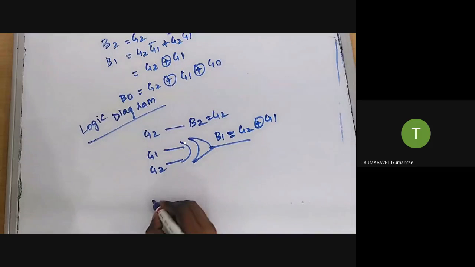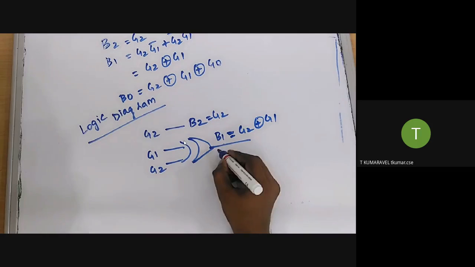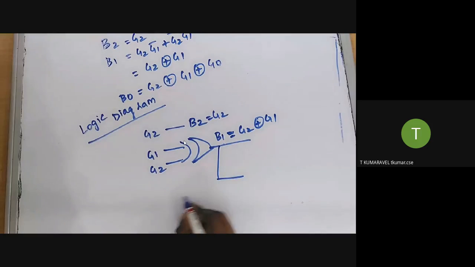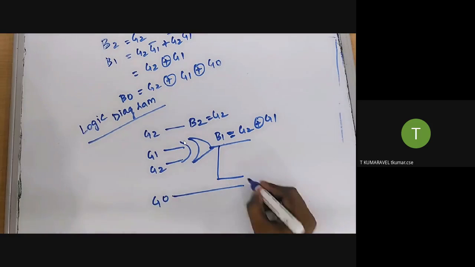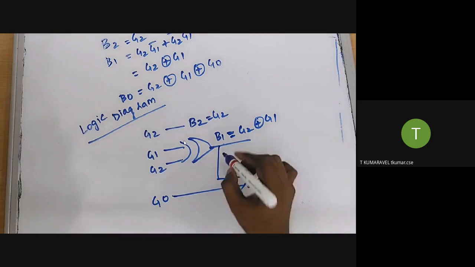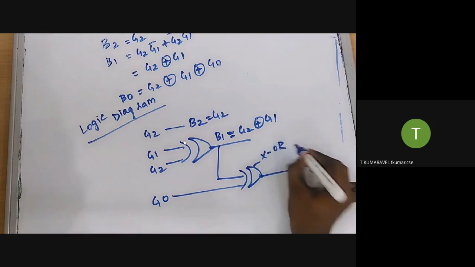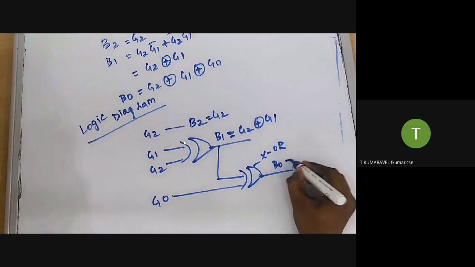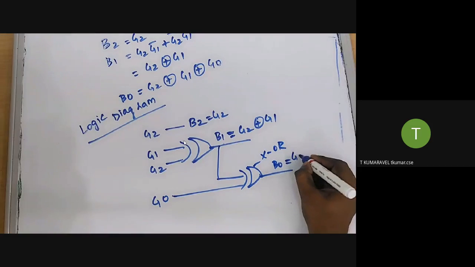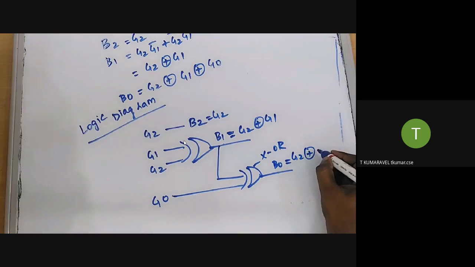So what about the next case? You want to generate B0. How do you do that? G2 plus G1, along with G0. I'm going to add G0. This is the input for the exclusive OR gate, and then it's going to generate the output, which is nothing but G2, G1 exclusive OR of G0.